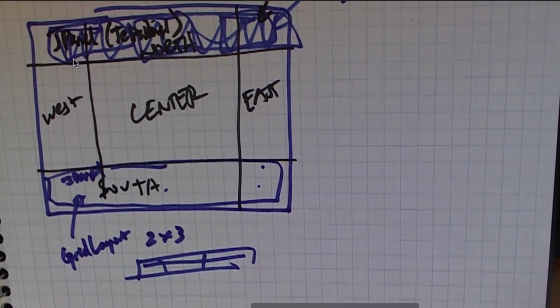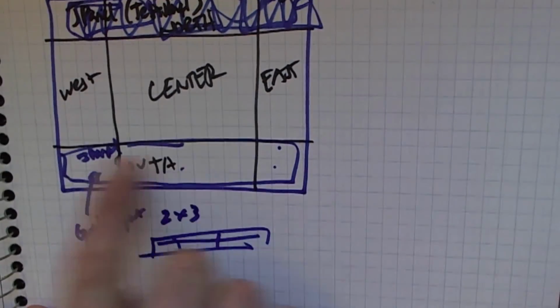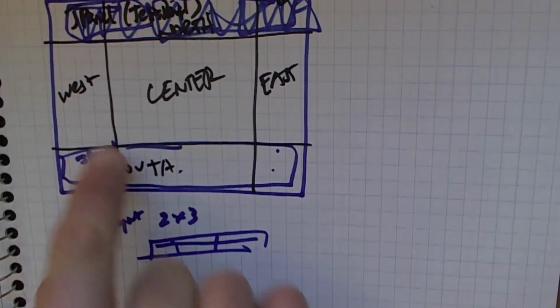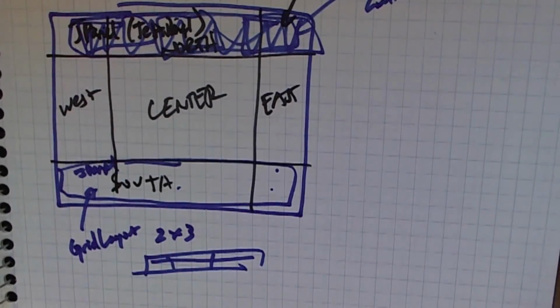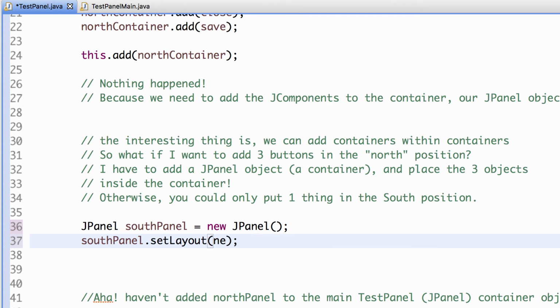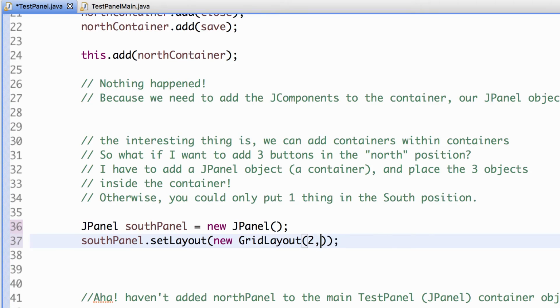This is a border layout, right? This whole thing is using a border layout. However, this kind of container within a container is not a border layout. This is going to be a grid layout. So, my bad. New grid layout. And for a grid layout, you can specify, and we're going to specify, a 2 by 3.